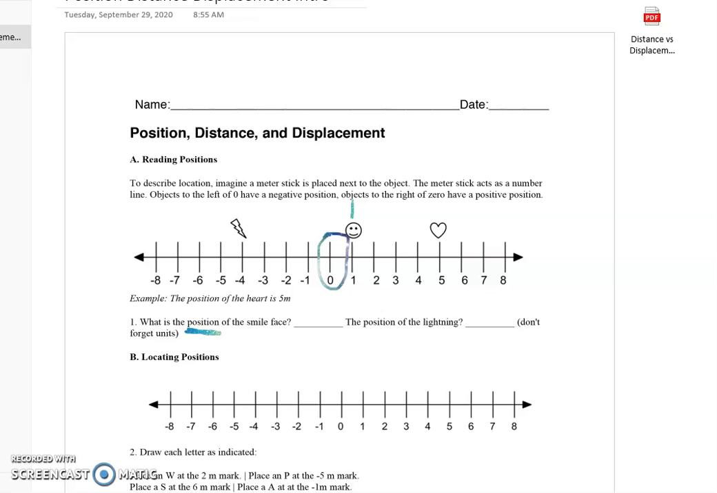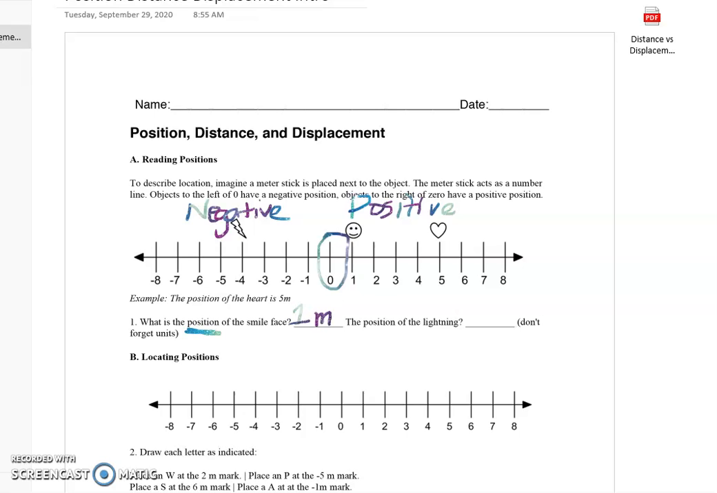So in this case, positive is to the right, and negative is to the left. So that positives and negatives do tell us direction. That's really important in physics. So the position of the smiley face is +1. These are meters, and it says you're using a meter stick, so make sure you use your units. So it is 1 meter.